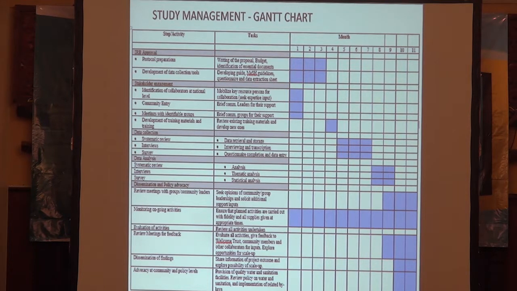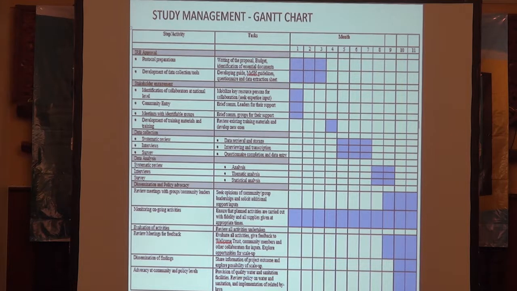So for the systematic review, the tasks will involve data retrieval and storage before analysis. For the interviews, interviewing as well as transcription are part of the tasks. And for the survey, questionnaire completion and the data entry. The next step after that is the main data analysis. For the interviews, thematic analysis will have to be done. For the survey, statistical analysis will have to be performed.